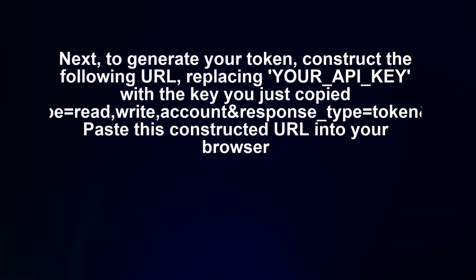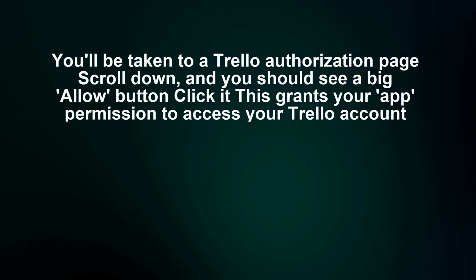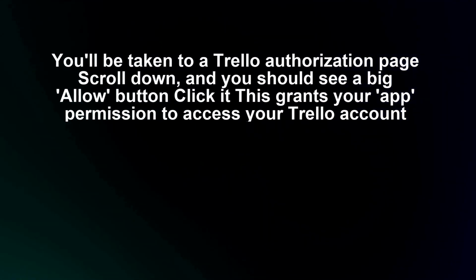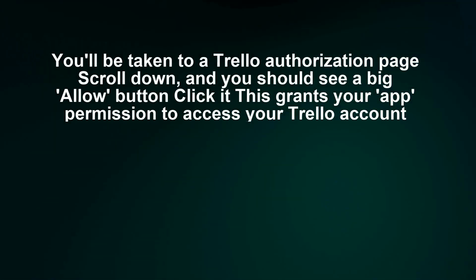Paste this constructed URL into your browser. You'll be taken to a Trello authorization page. Scroll down, and you should see a big Allow button. Click it. This grants your app permission to access your Trello account.